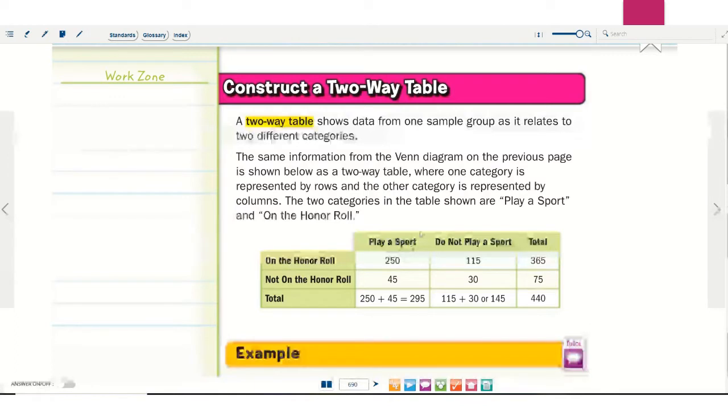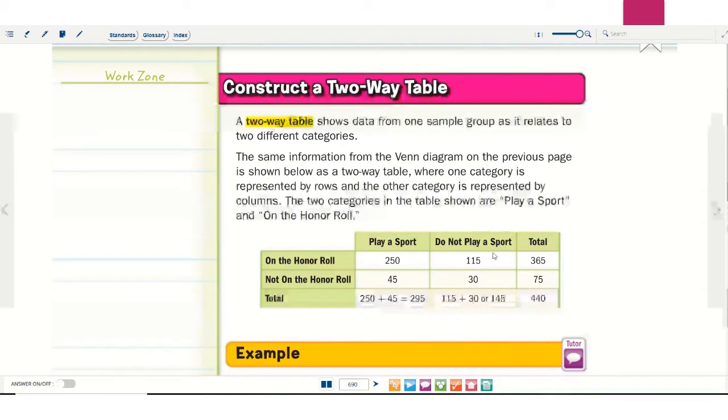In order to understand these two-way tables, when I see the number 250, what that means is I have 250 students who are on the honor roll and play a sport. When we look at the number 115, that means we have 115 students that are on the honor roll but do not play a sport.